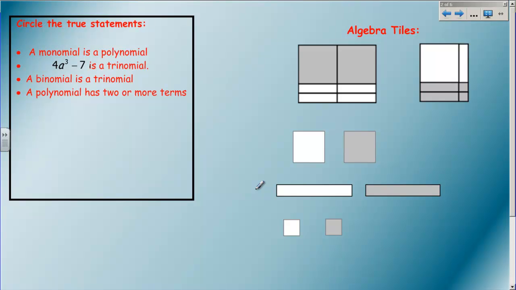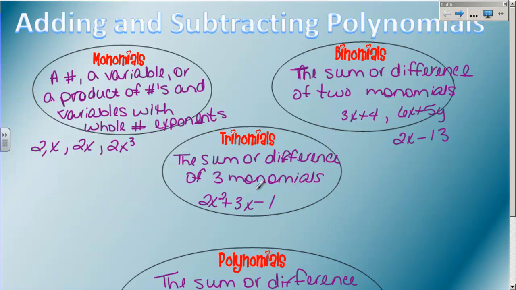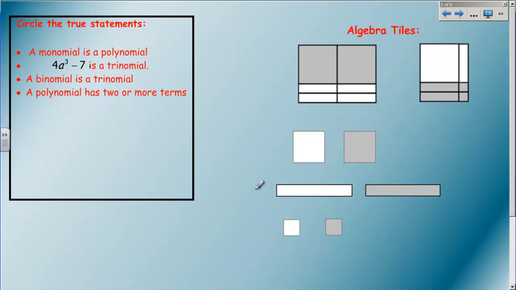So based on those definitions that we just did on this page, the monomial, binomial, trinomial, polynomial, we're going to circle the true statements. The first statement is that a monomial is a polynomial. This is not true because a monomial doesn't have a sum or difference in it. It is either a number or a variable, or it's a product, but there's no sum or difference. So that one's not true. The next one, 4a to the third minus 7 is a trinomial. Well, it can't be a trinomial because it does not have 3 terms. This only has 2. 4a to the third is one monomial, 7 is another. This one is actually a binomial, so that one's not true.